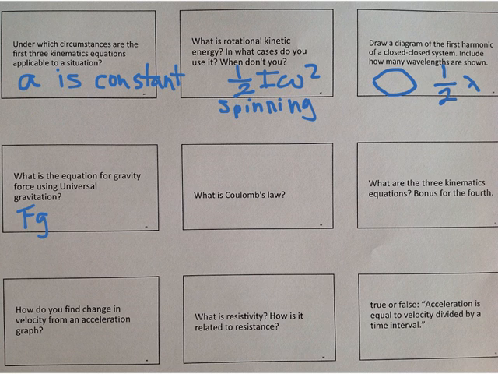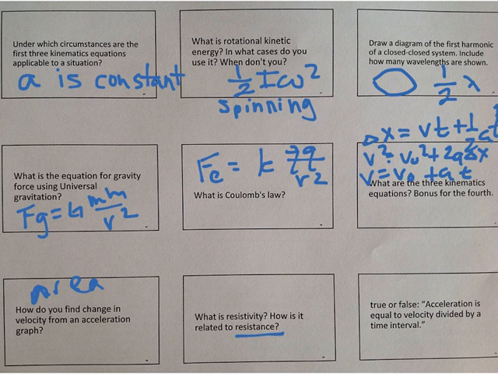Equation of universal gravity, Fg equals Gmm over r squared. Coulomb's law.